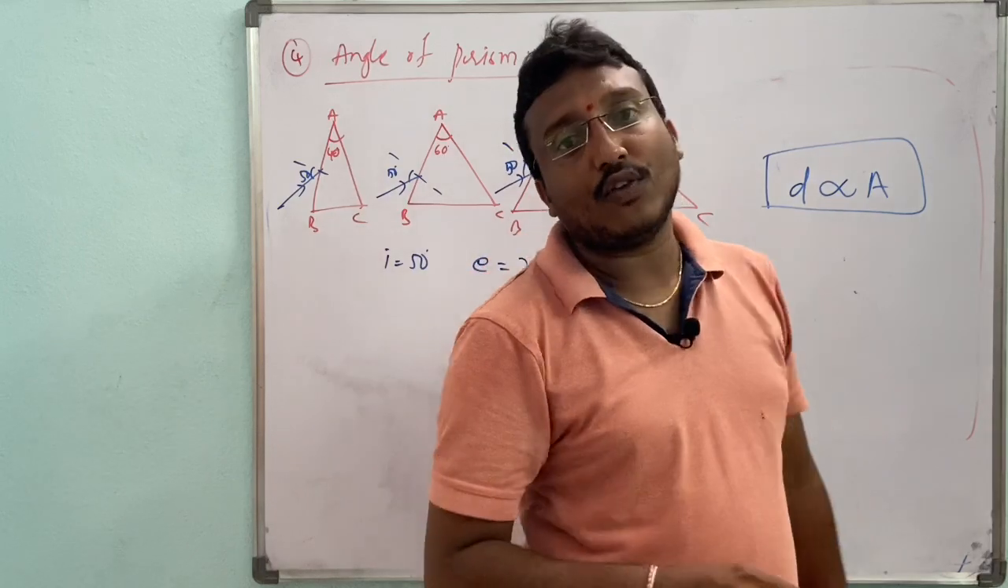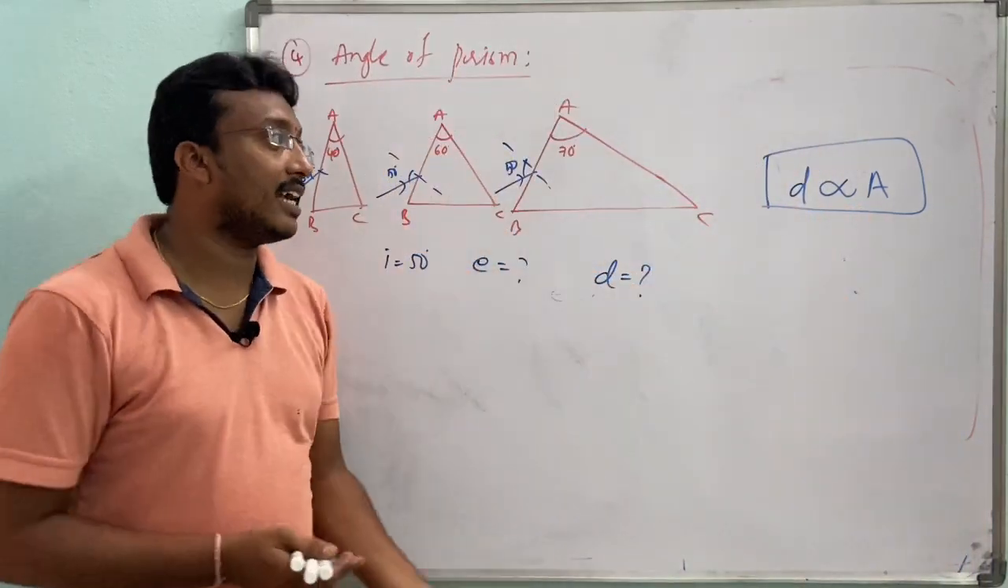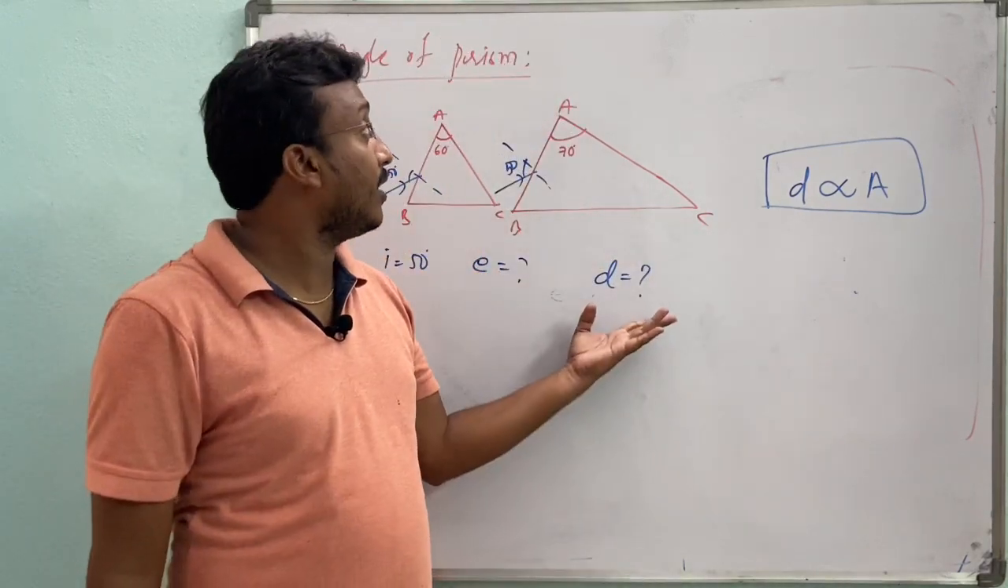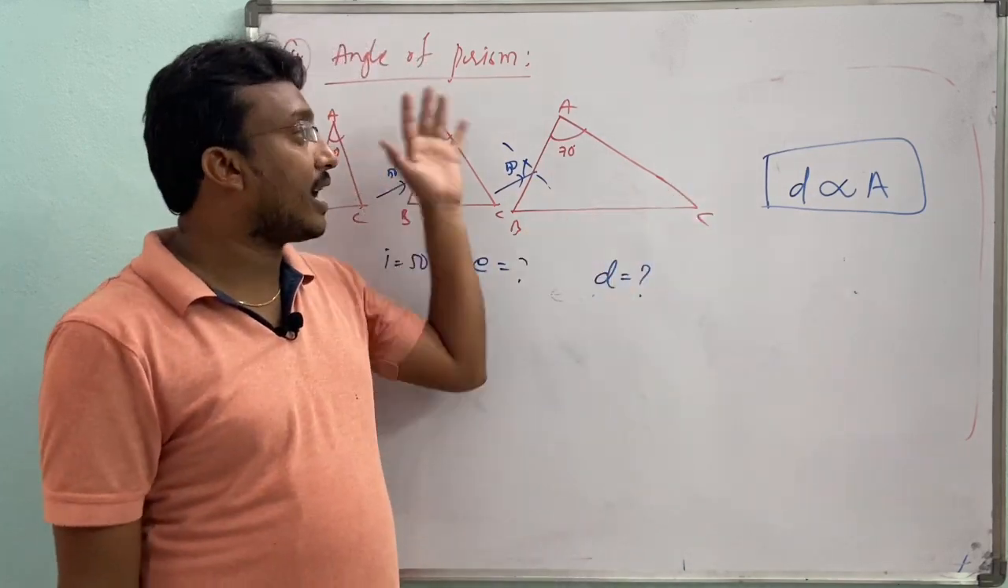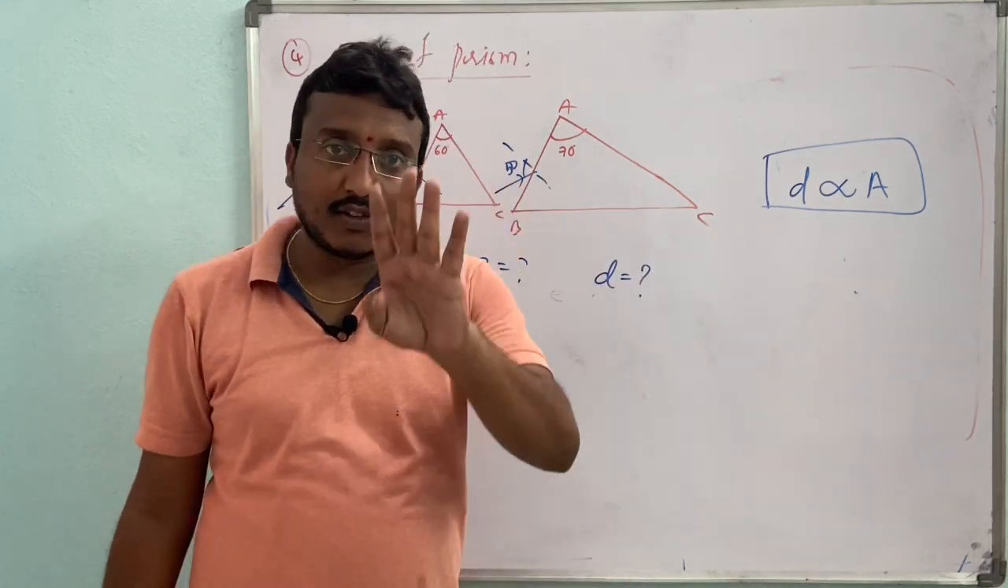These are the four factors. You have to remember these four factors. You will get this in the 10th class annual examination or in Polytechnic. Most probably you will get it in competitive exams. In competitive exams, you will get one question based on the factors affecting the angle of deviation. What are the four factors?